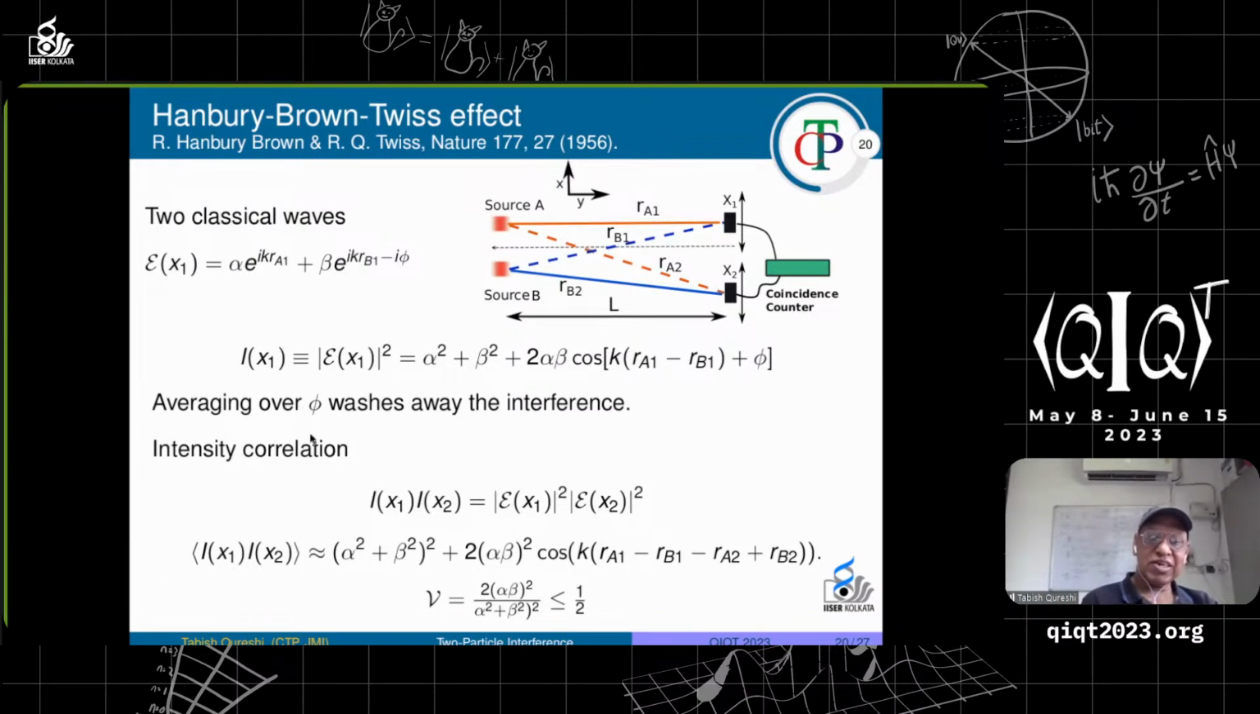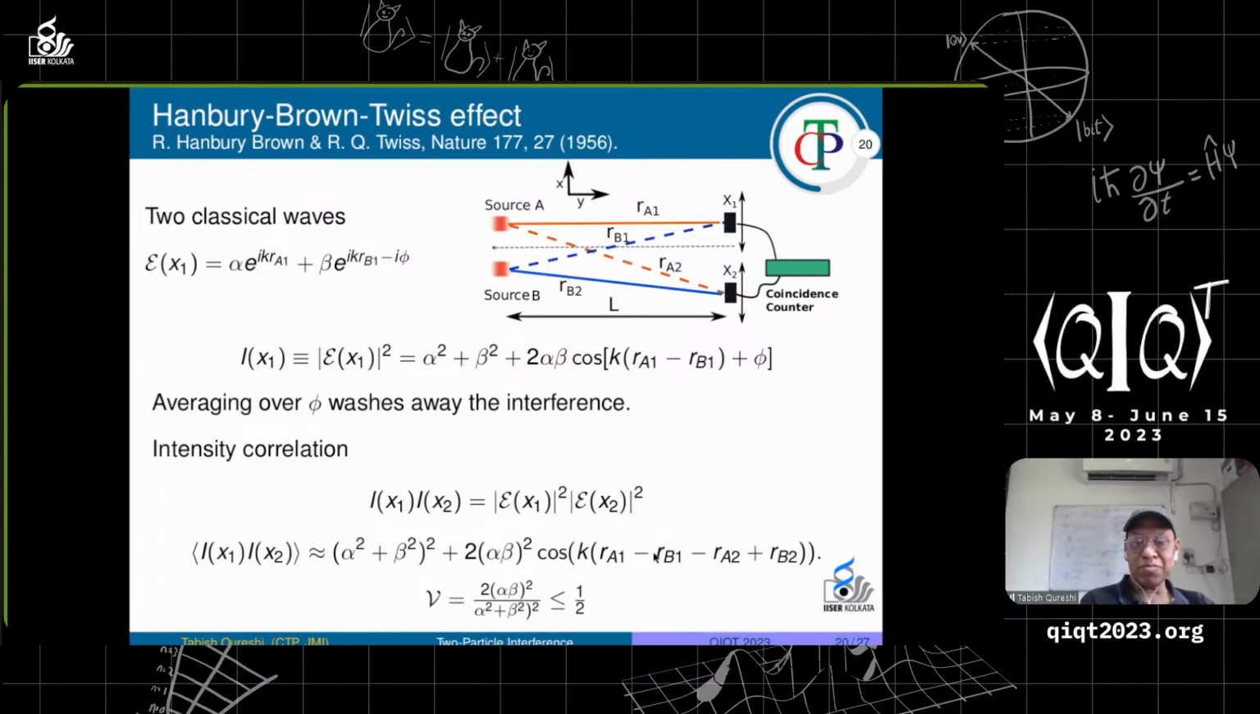Now, instead of looking at interference at one detector, what you do is you detect the wave here and detect the wave here, and you correlate their intensities. So this is the intensity correlation. So I X1 and I X2. This is the way I had calculated I X1. Similarly, you can assume that I X2 can be calculated, and then I multiply them. So there will be this expression, and this has to be averaged over all phases. You can convince yourself that when you do this, this phi term will completely disappear, and you will get this expression. There is a cosine term which remains.